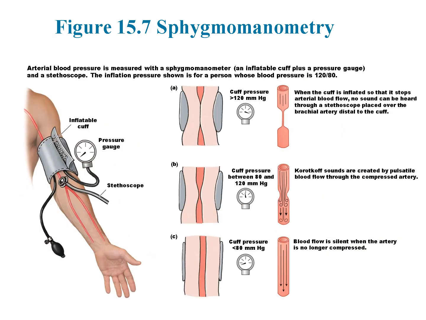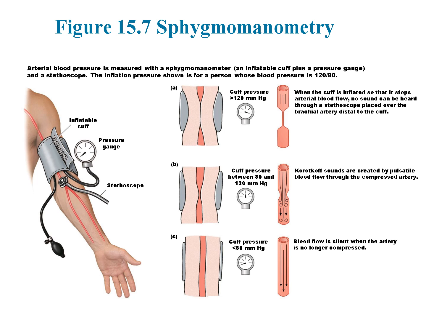Blood pressure is commonly measured using a device called a sphygmomanometer, which consists of an inflatable cuff and a pressure gauge. This measurement is performed using a stethoscope placed over the brachial artery to listen for changes in blood flow. The process begins by inflating the cuff to a pressure greater than the individual's systolic blood pressure, which in this case is 120 millimeters of mercury.